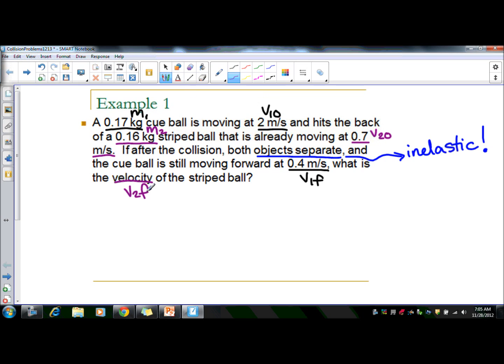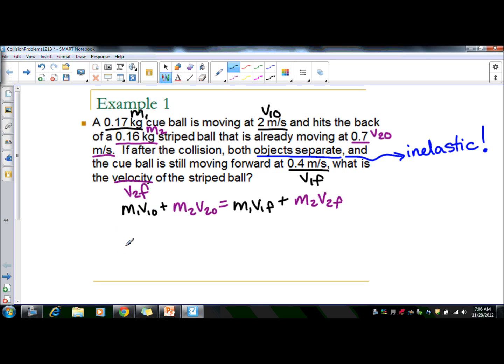So I know this looks like a lot, but it's just one of those where you just read it and figure out what goes with what. So like this mass goes with this velocity. This mass goes with this velocity, and so on. So here we go. M1 V1 naught plus M2 V2 naught equals M1 V1F plus M2 V2F.